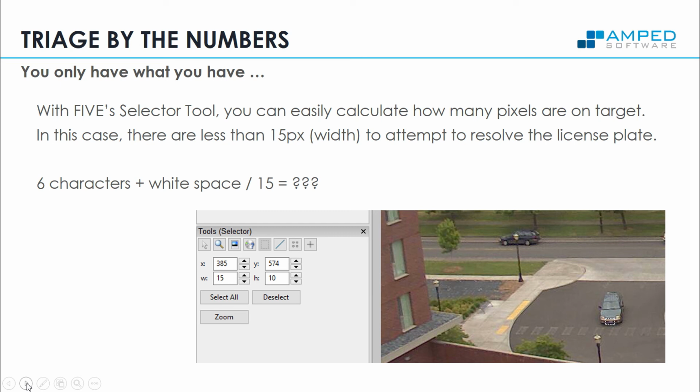And I ask the investigator, as the analyst, how many characters are in the license plate for this state? And the answer is 6. For each alphanumeric character, there is some space around each character to space them out, and then there's the border. So you take that amount and divide it by the available pixels, 15, and you come up with about 2 pixels per character. It's absolutely mathematically not possible to develop a 2 or a 3 or a Y in that little amount of space. It's simply not possible.